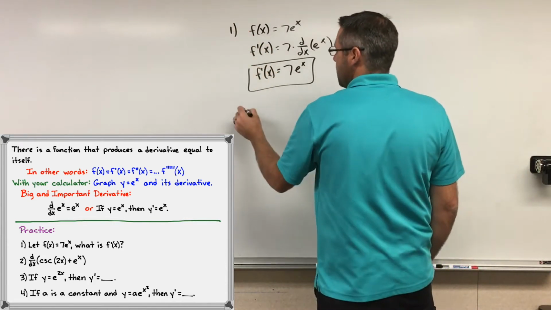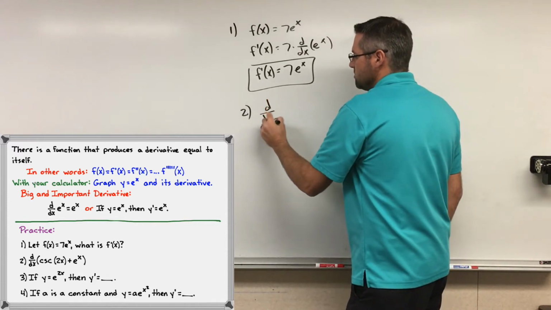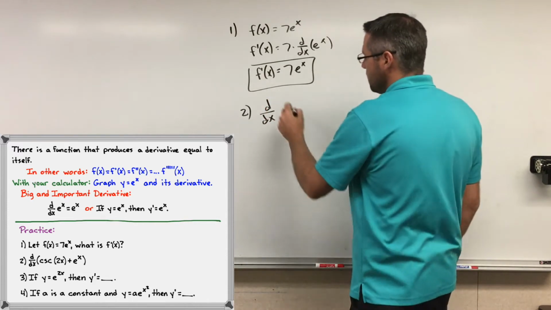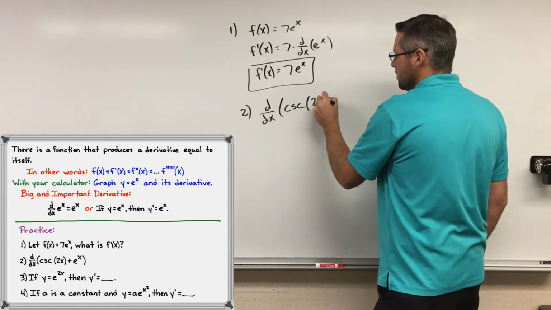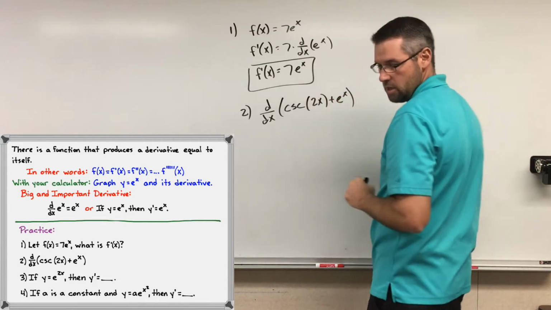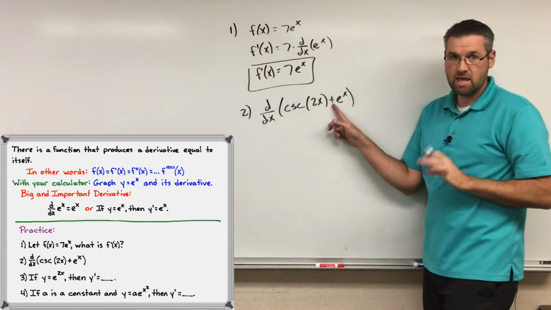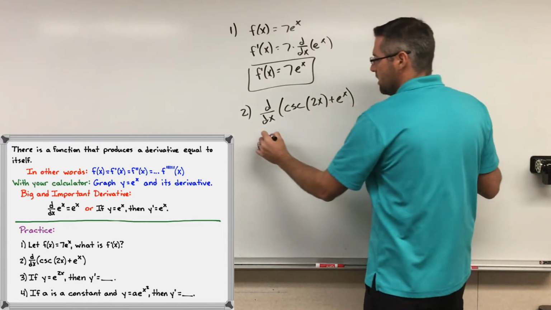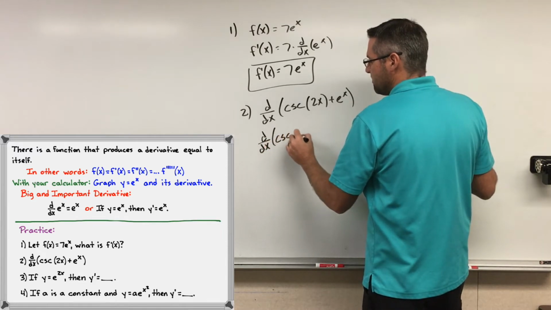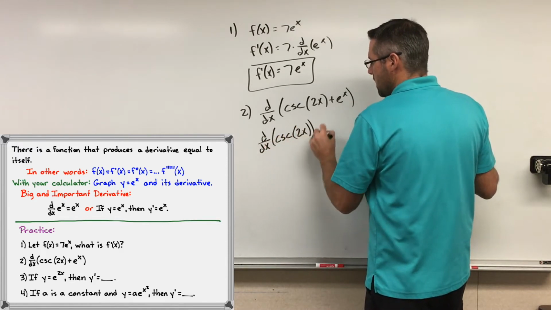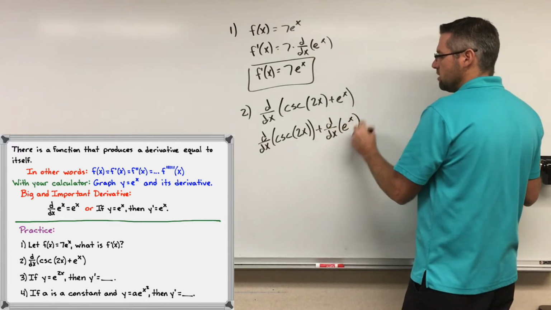All right. Number two, it is looking for the derivative with respect to x of cosecant of 2x plus e to the x. Okay, and so we're looking for the derivative of this. I have a sum here, so that means I can take the derivative of each piece, and I'll go ahead and do that because it's just good practice to write it out. So I'm going to take the derivative of cosecant of 2x, and then I'm going to add to it the derivative of e to the x, just so I can see it a little bit here.